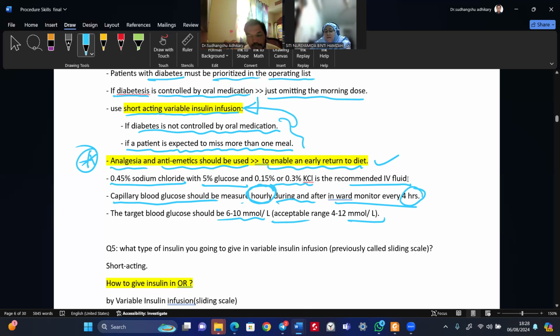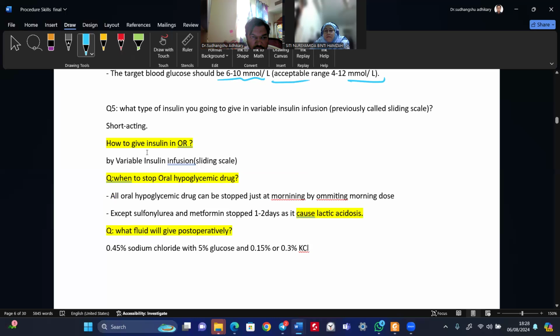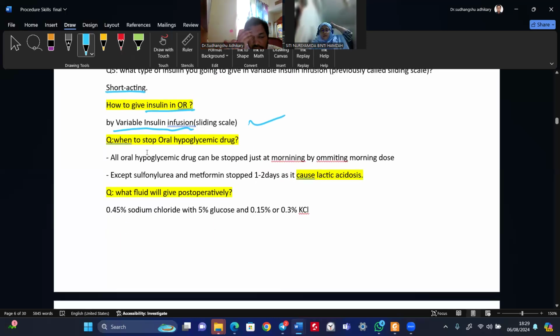Capillary glucose monitoring hourly during intra-op and 4 hourly post-op. Target sugar level should be around 6 to 10 millimole per liter. What type of insulin will you use? Short acting. How to give insulin? By variable insulin infusion, VRI, or sliding scale.